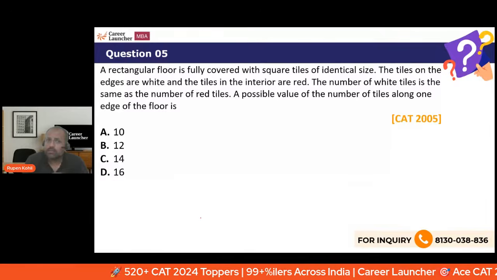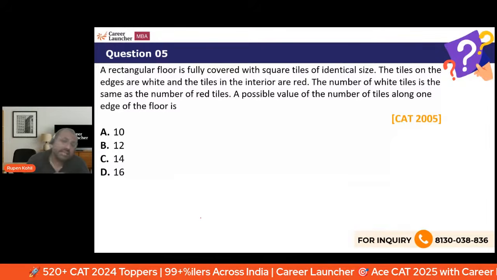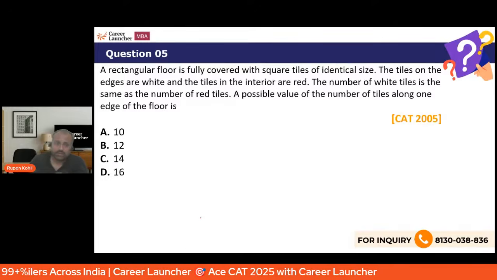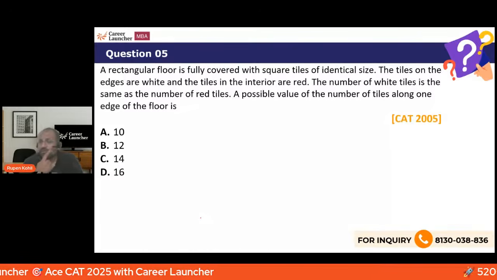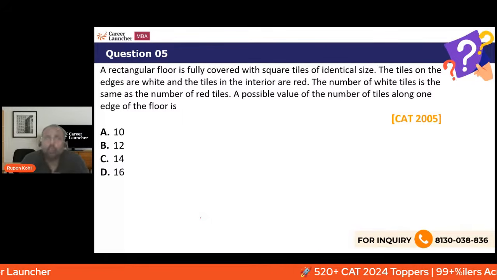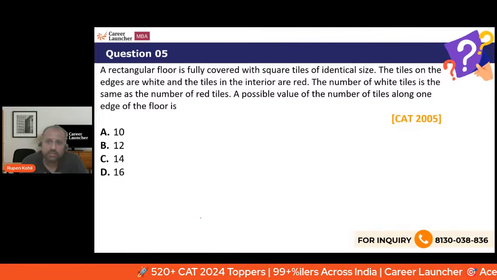The tiles on the edges are white and the tiles in the interior are red. Okay, so I get a sense of this. The boundary is having a different color, the inside are differently colored. The number of white tiles is the same as the number of red tiles. Okay, now this is the mathematical condition.